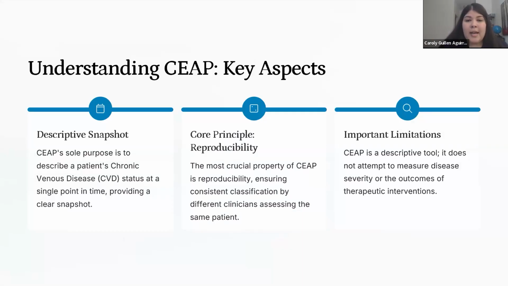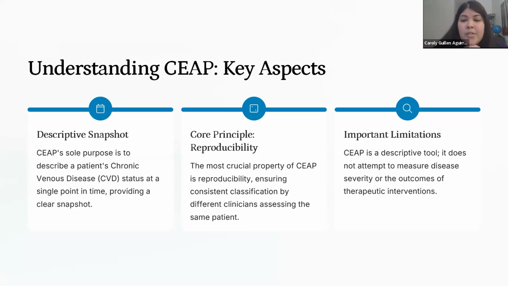To understand the key aspects of CEAP, we need to understand that it is actually like a descriptive snapshot. The sole purpose of CEAP is to describe a patient's chronic venous disease status at a single point in time, providing a clear snapshot of the patient. And the core principle is reproducibility. That means that we classify the patient the same on different occasions, and by different providers also.